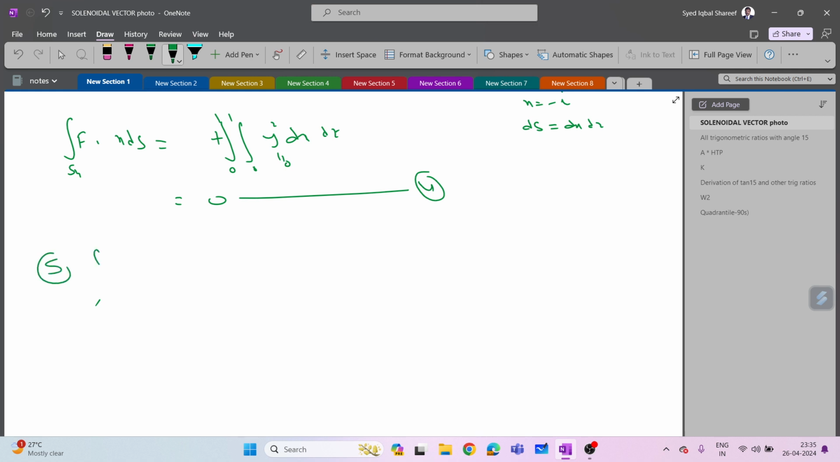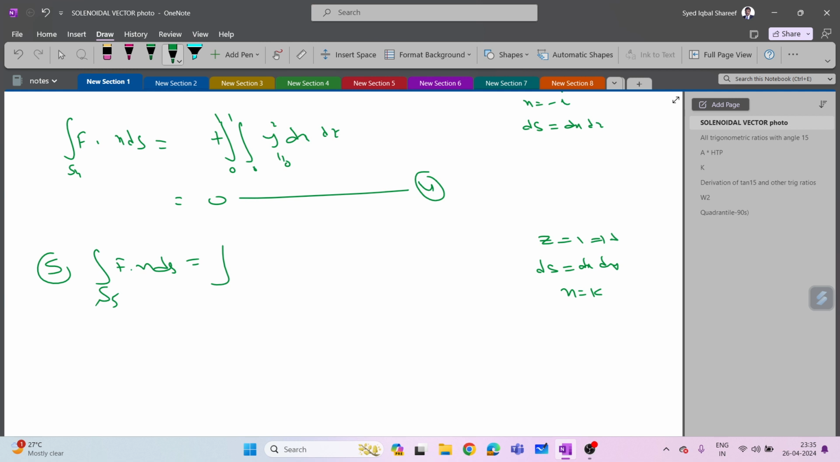Surface 5: the integral over S5 of F dot n dS. Here z equal to 1, which implies dS equals dx dy, and z equal to 1. So our equation will be, what is F dot n, and n equal to k.